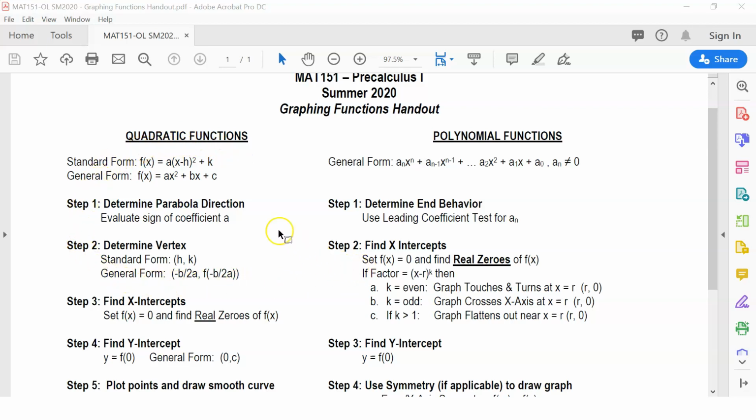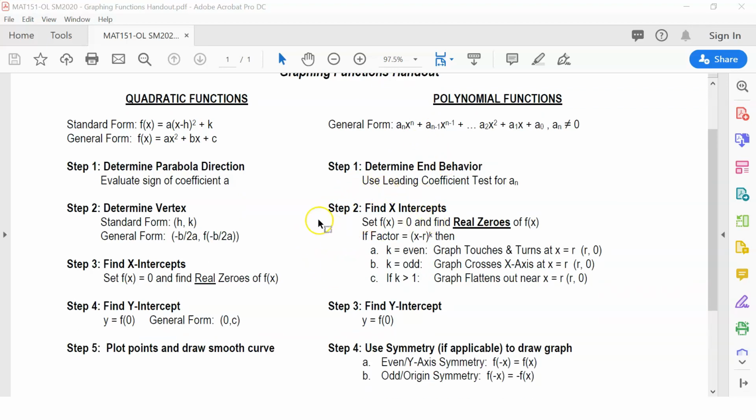There are some similarities. For instance, with quadratic functions in step 1, we were really determining the basic behavior of the graph, right? If that leading coefficient a was positive, the parabola opened upward. If it was negative, it opened downward. Well, step 1 is very similar. We're going to determine the end behavior using the leading coefficient test for that leading term. All right? And two steps that are also similar will be finding the x-intercept and the y-intercept. We did that with our quadratic functions.